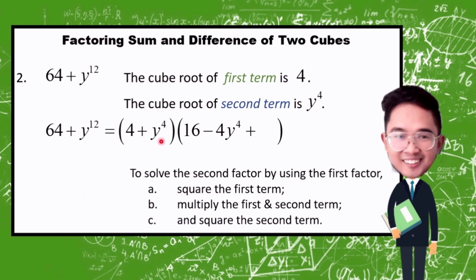For the last step, square the second term. The quantity of y raised to 4 to the power of 2 is equal to y raised to 8. Therefore, the factors of 64 plus y raised to 12 are the quantity of 4 plus y raised to 4 multiplied by the quantity of 16 minus 4y raised to 4 plus y raised to 8.